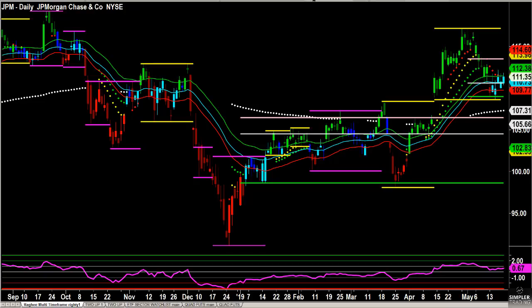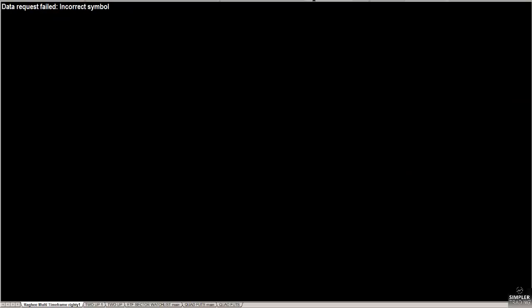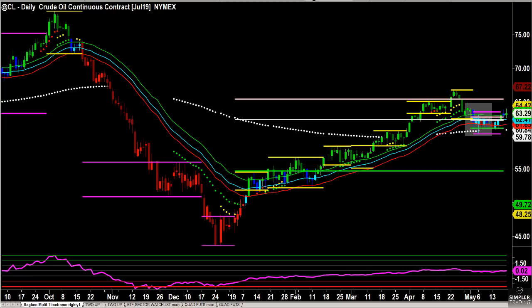How about we take a look at crude oil? Blue, red, chop, right? I can still be bullish here, but do you see the chop? So this is what I'm talking about. Lots and lots of markets have transitioned into this.